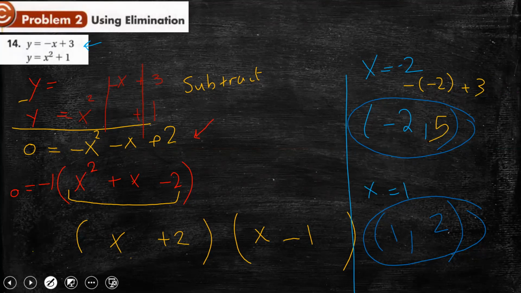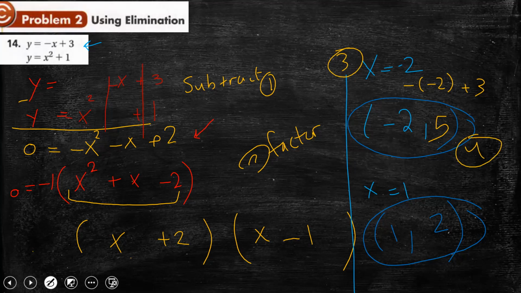So the elimination way: subtract, factorize, find x, then find y. Subtract. The second way, you have to factorize. The third way, you have to find the x. The fourth way, you have to find y. So you will tell me that the two solutions for these two equations will be negative 2, 5 and 1, 2.